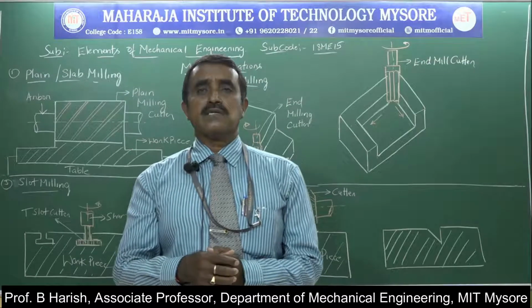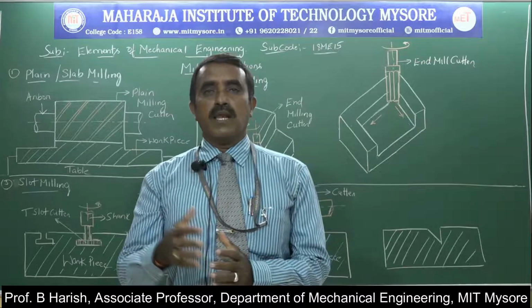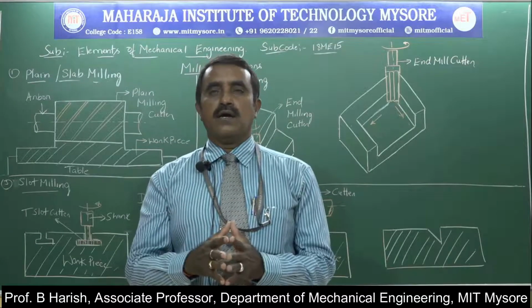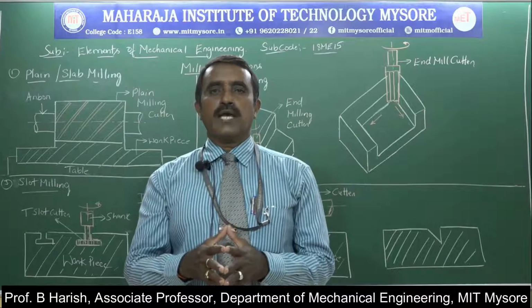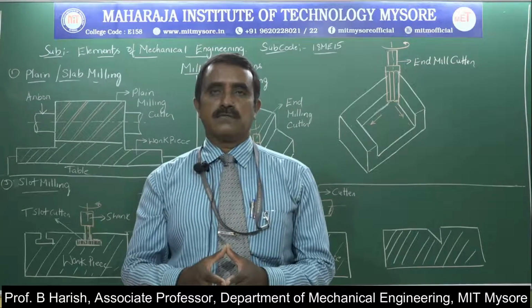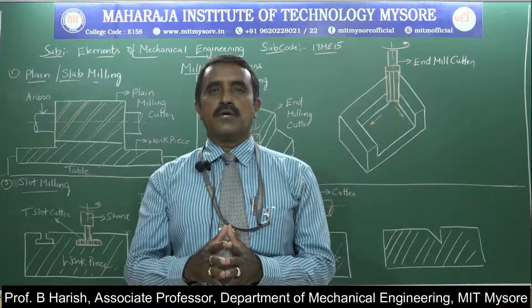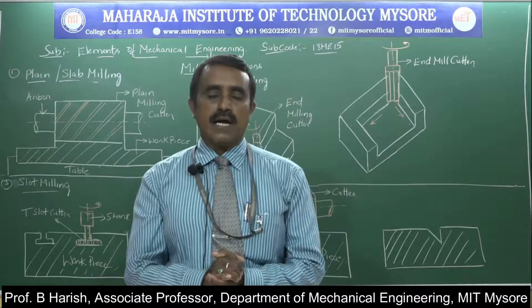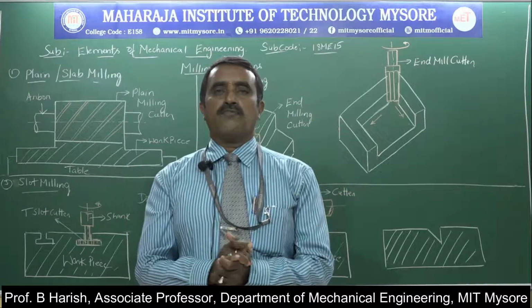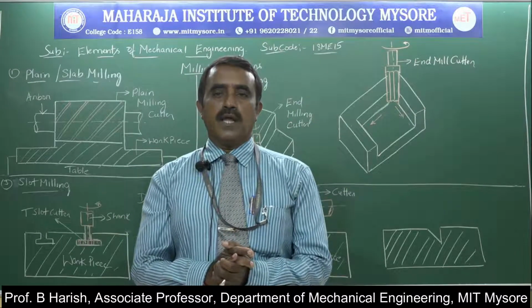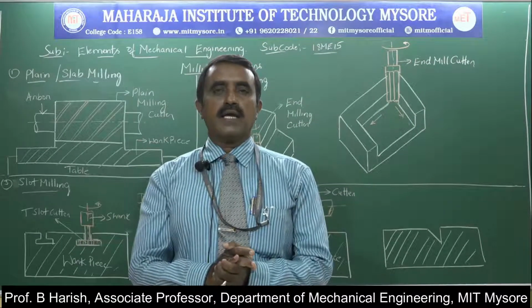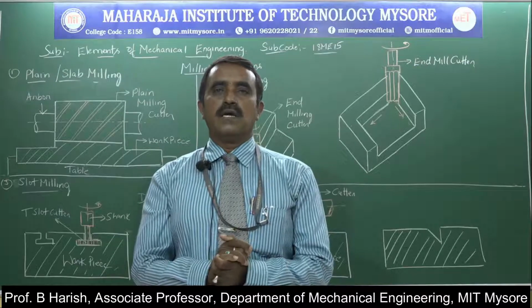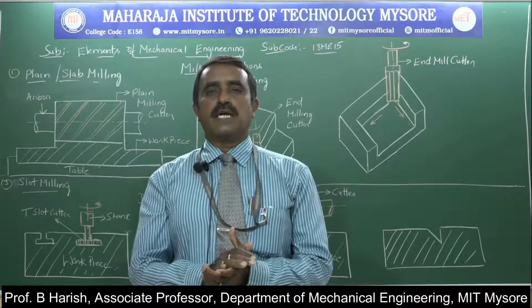As it was discussed in the previous class, milling machine is one of the machine tools where we can perform a number of operations. Basically it is used to cut teeth on a gear. Other than that, it is also used to perform other operations. Now here today in this session we will be discussing a few of the operations that can be performed on a milling machine.